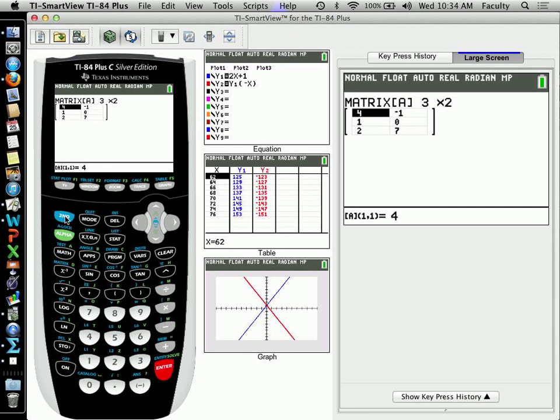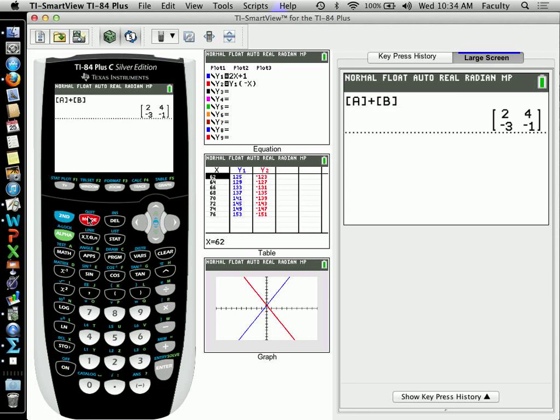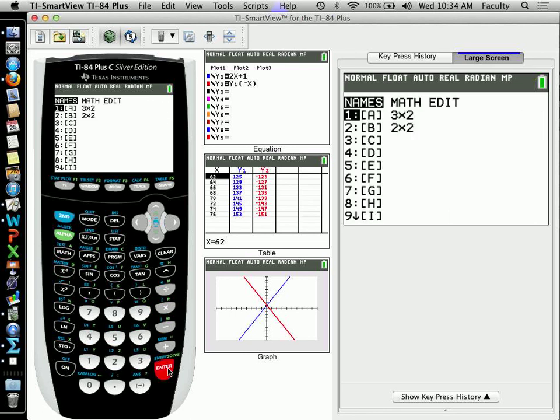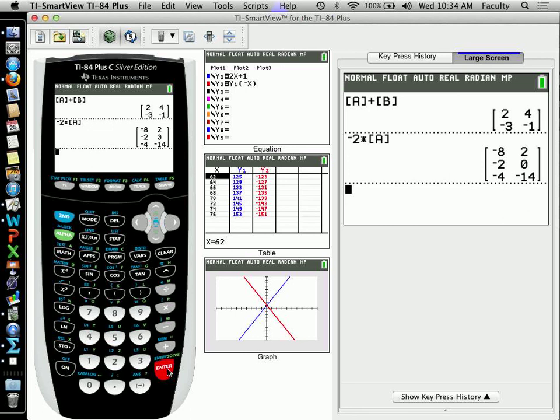Now you do second quit or second mode. And here's what you do. You do negative 2 times, and then we need to pull up matrix A. So you do second matrix, and under name, there's A, and it multiplies it for you, okay?